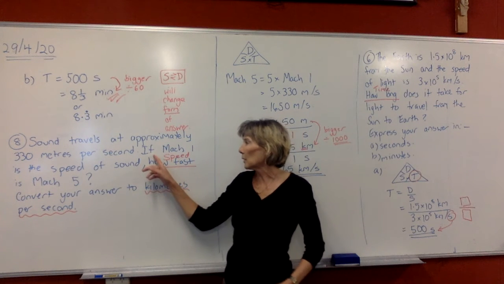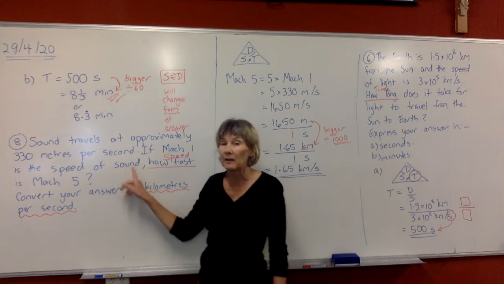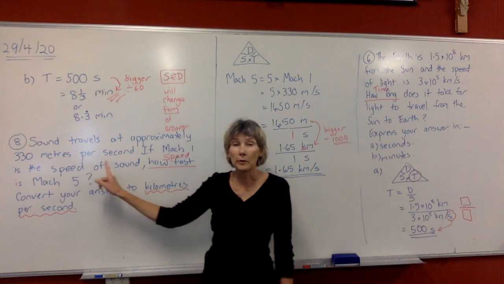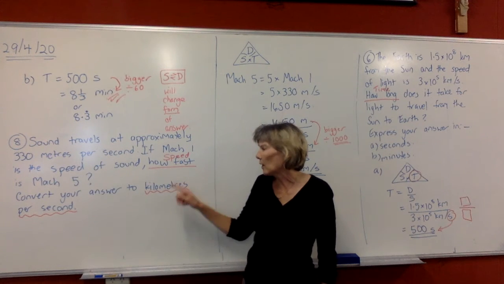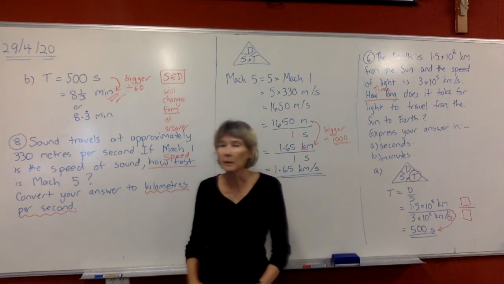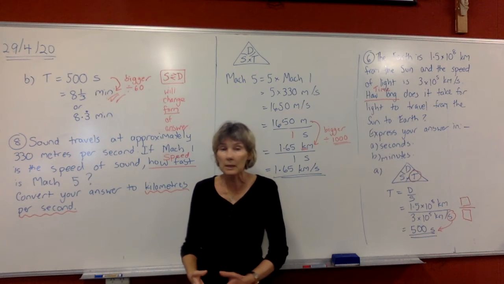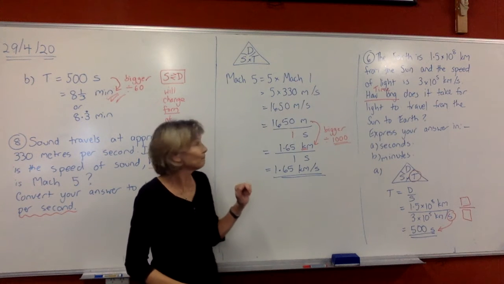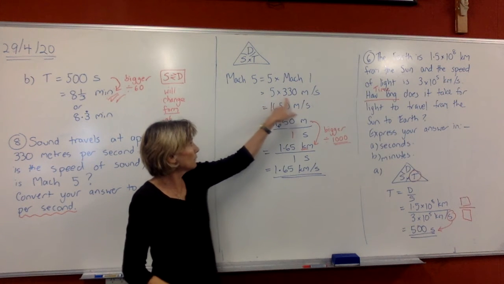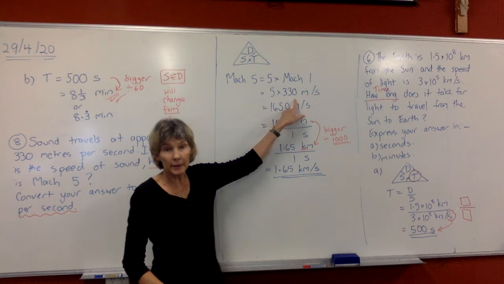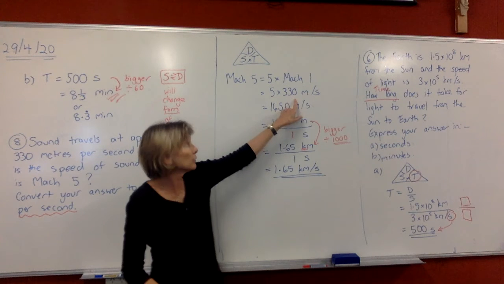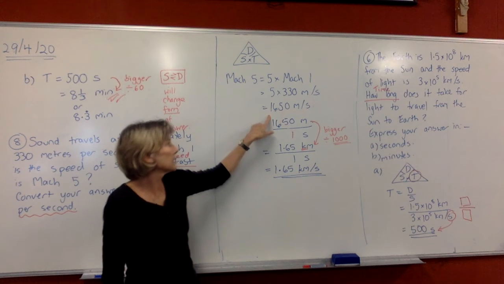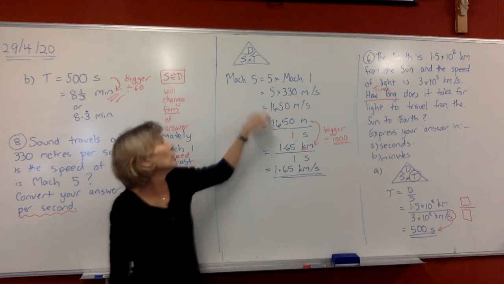All right, so they're telling you here if Mach 1 is the speed of sound, and they've told you the speed of sound is 330 metres per second. How fast is Mach 5? Now, I'm not expecting you to understand what that means, but just accept that Mach 5 is 5 times Mach 1. So we're going to do 5 times 330 metres per second, which Mach 1 was the speed of sound. And then we're going to work that out on the calculator, and we get 1,650 metres per second for Mach 5.